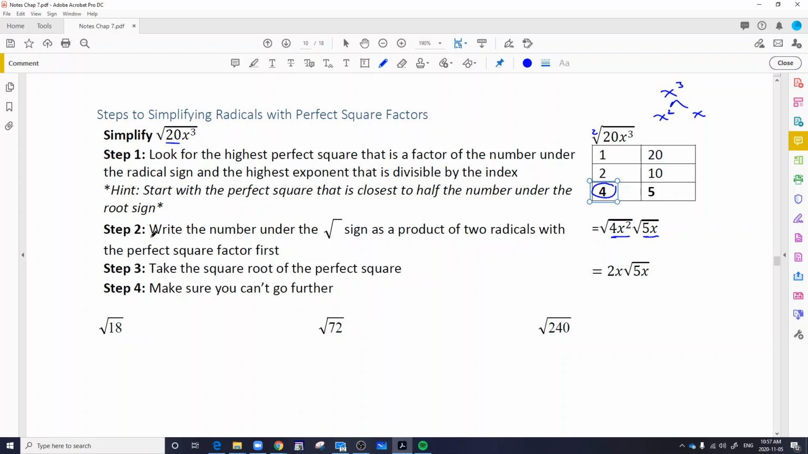And so step 2 is write the number under the radical signs of the perfect square first. Step 3, you're now going to take the square root of that perfect square, and then you're going to make sure you can't go any further. So 2x times the square root of 5x. 5 doesn't have any perfect square factors, and x, the exponent, is 1, which is now less than the index. So you're good to go.